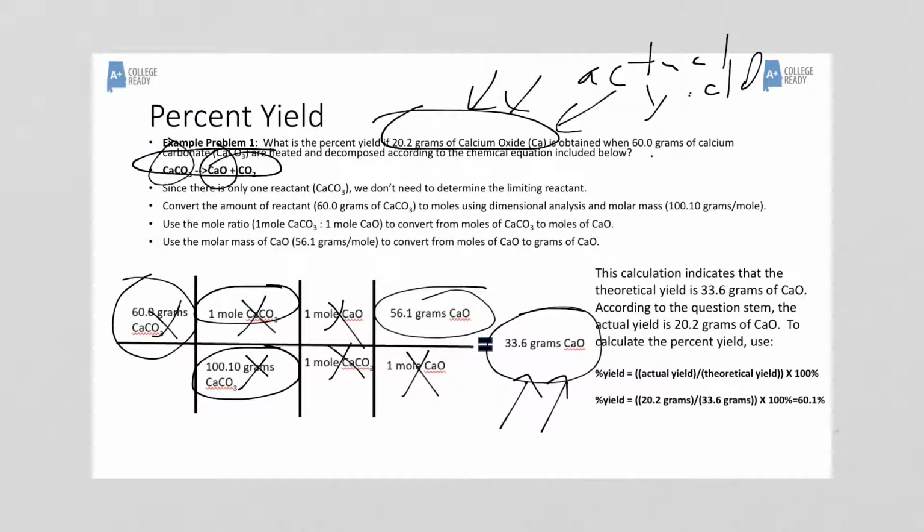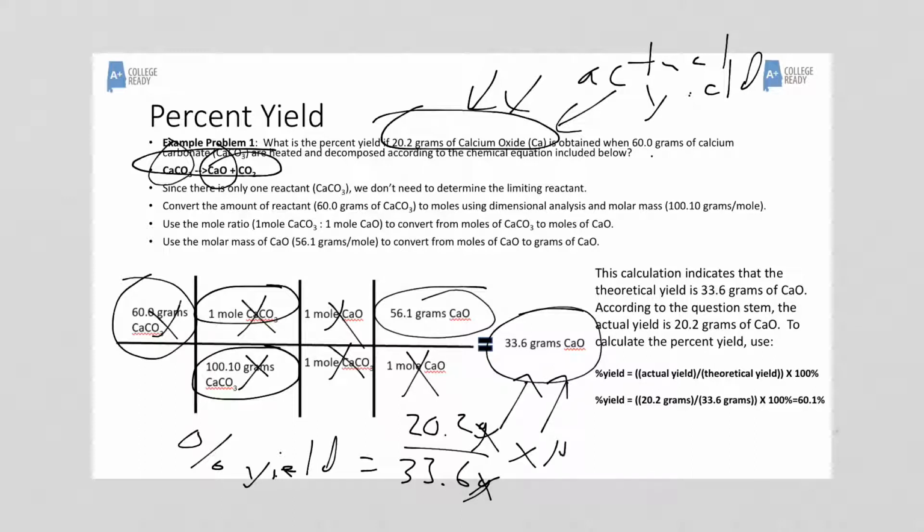When we actually did the experiment, though, we only got 20.2 grams. So to calculate the percent yield, we take our actual yield, which was 20.2 grams. We divide it by our theoretical yield, 33.6 grams. Grams cancel out. We multiply by 100%, and we end up with a percent yield of about 60.1%.